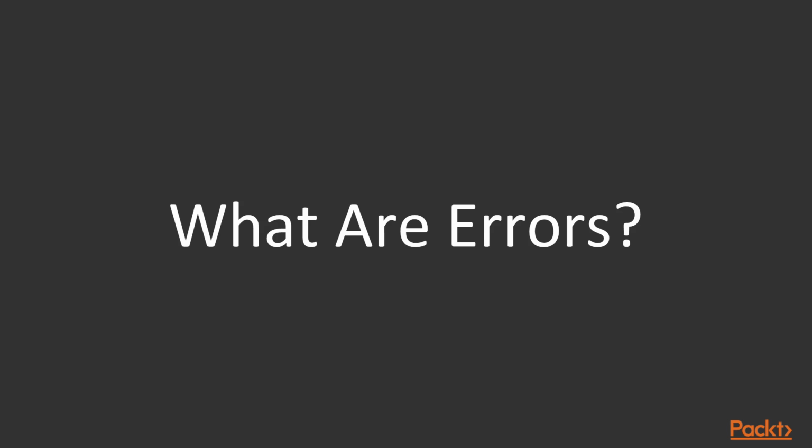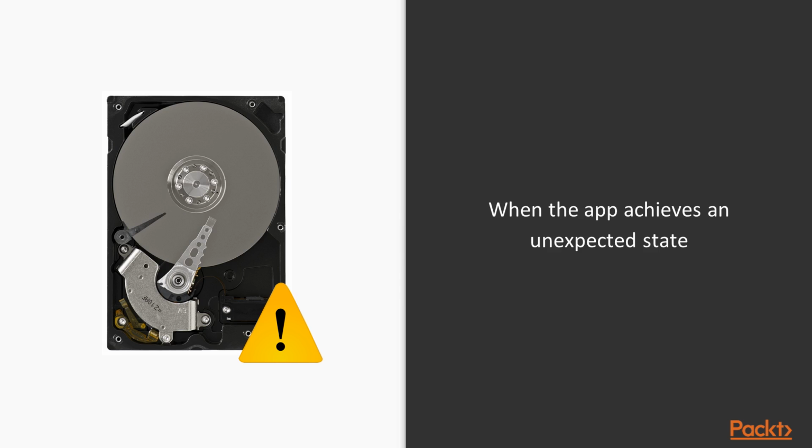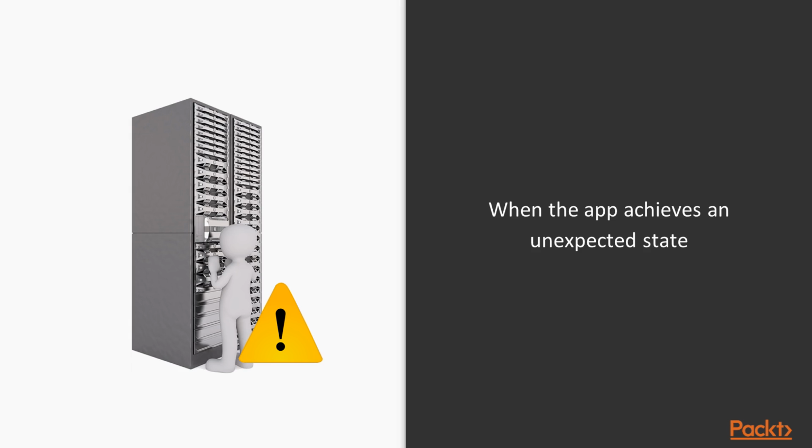To begin this video, let's start with the question: what are errors? Sometimes the app might reach a status where it doesn't match the happy path. For example, imagine that the app is writing a file and the device runs out of space, or it requests something from a server which is down. Cases like these generate errors.